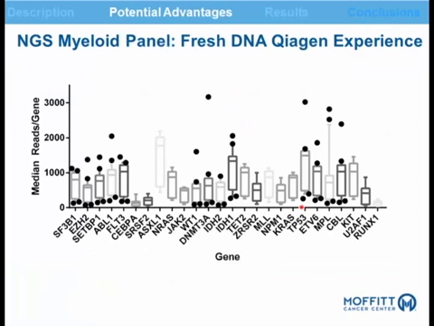The results of this panel were, I would say, adequate. There was expected dropout of difficult to capture amplicons, or difficult to capture genes like CDBC alpha and RUNX1. This was the median coverage for reference, so that you can see how this panel in our hands compared to the Thunderbolt panel.